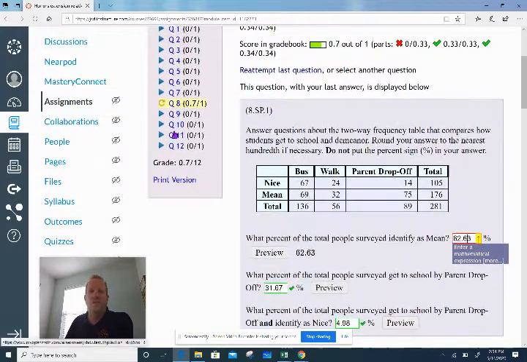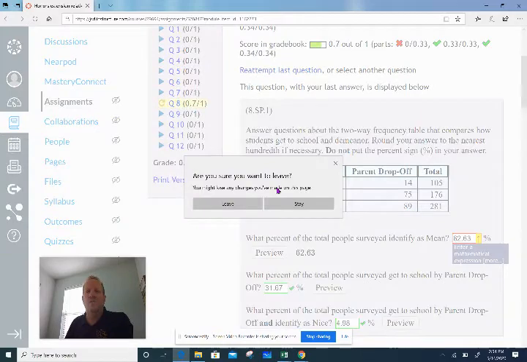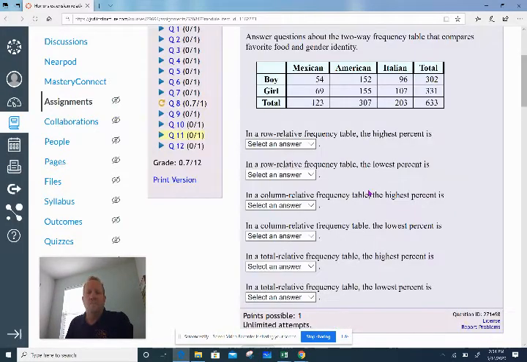Let's see, there's one other type of question that you're going to want to see. It's this one right here. In a row relative frequency, so this is my rows, the highest percentage is, well, let's look, 69 out of 331, 155 out of 331, 152 out of 302. So I look at my total, and I decide which one has a higher percentage. Well, it's either going to be 152 out of 302 or it's 155 out of 331.